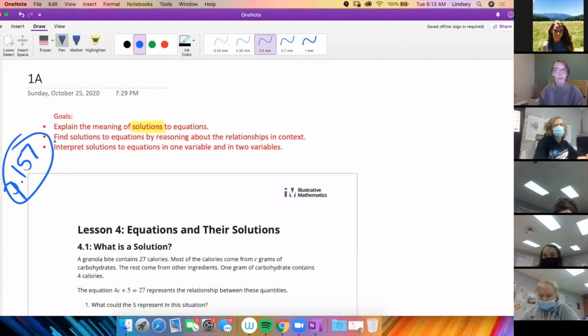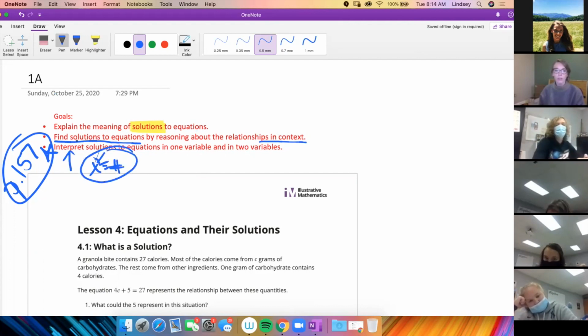Next, we're going to be finding solutions to equations. And we're going to be reasoning about the relationships in context. So not only are we going to be finding them, but we're going to see if it makes sense for that situation. And then finally, we're going to be interpreting those, like not only does it make sense, but what exactly does that mean? So if we get that x equals some number, okay, what is it saying that number equals? Okay, what does it mean in this particular problem?